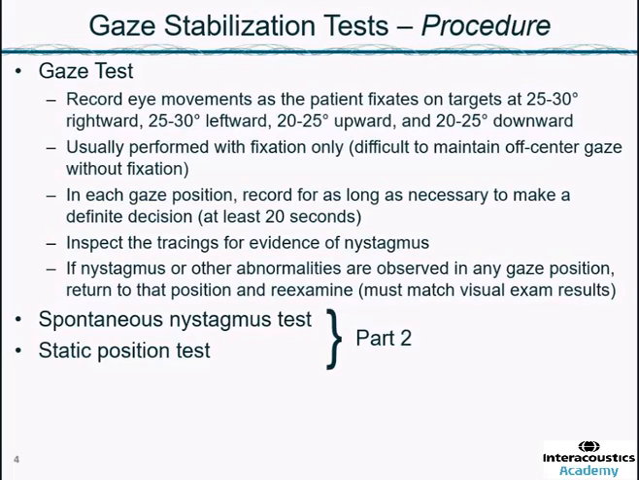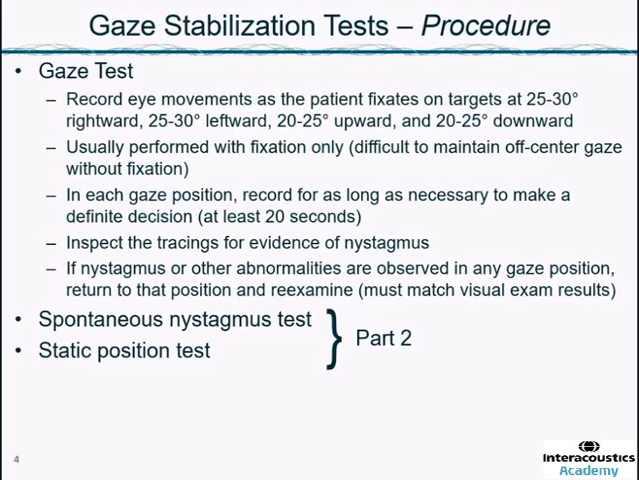In each gaze position, you need to record as long as necessary. There's really no time limit until you're satisfied whether you're seeing nystagmus or not. Generally, though, you need to measure for at least 20 seconds or so, and then inspect the tracings to see if there's any type of nystagmus. It's always a good idea in these cases to record the video as well. If it's not remarkable, you can delete it later, but if it's something remarkable, you want to keep the videos.